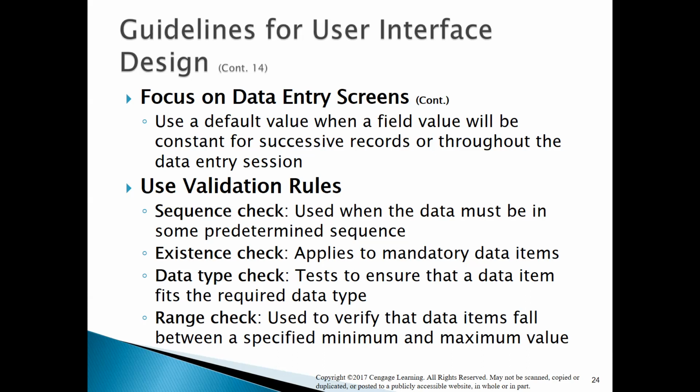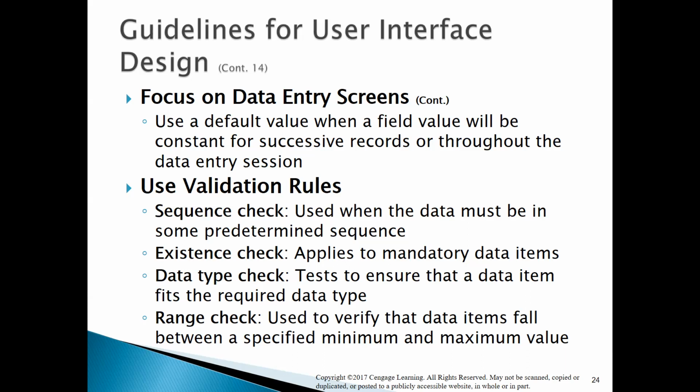Let's go and read them out. Validation rules, you should know them, so please list them down somewhere. There are about 8 or 9 different types of validation rules with an interface. First one is sequence check, used when the data must be in some predetermined sequence. So that means you have to enter data in a sequence form.